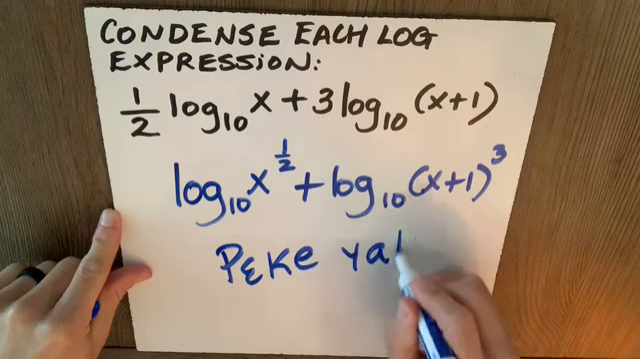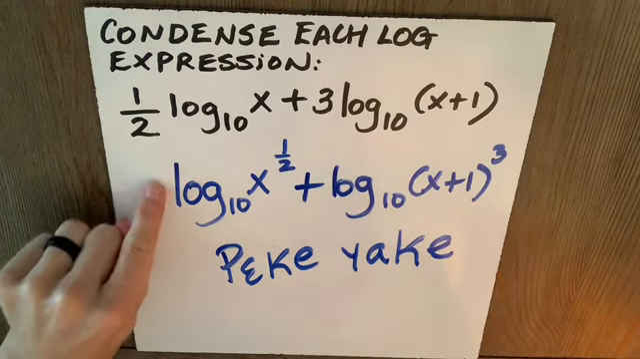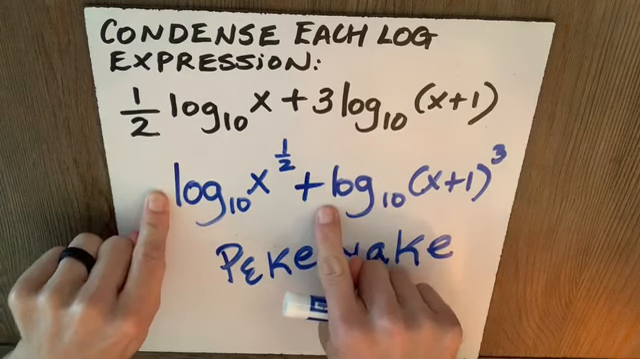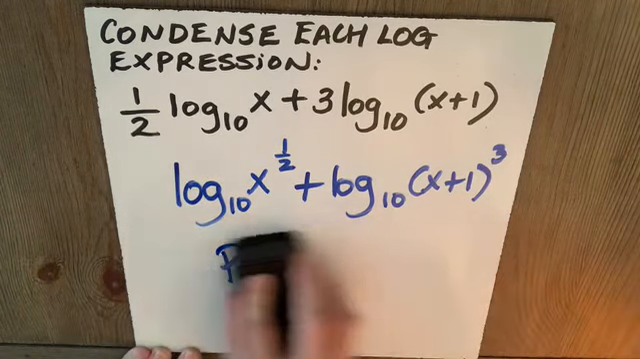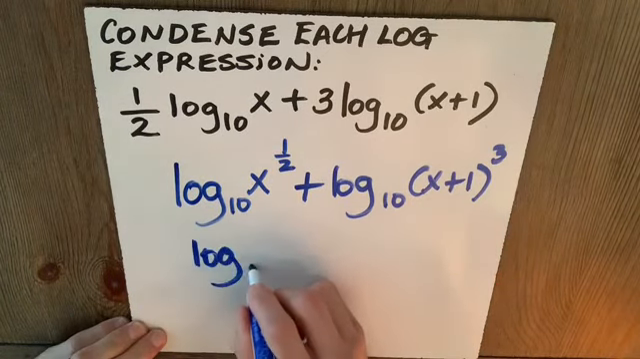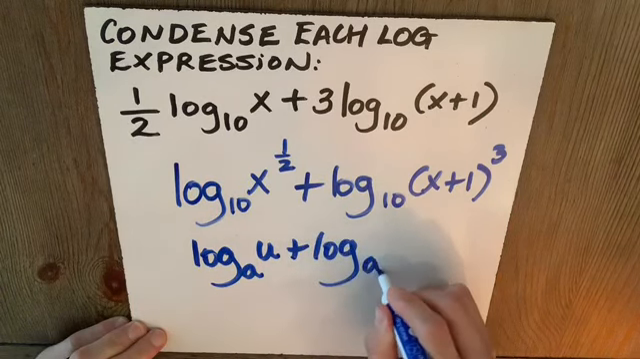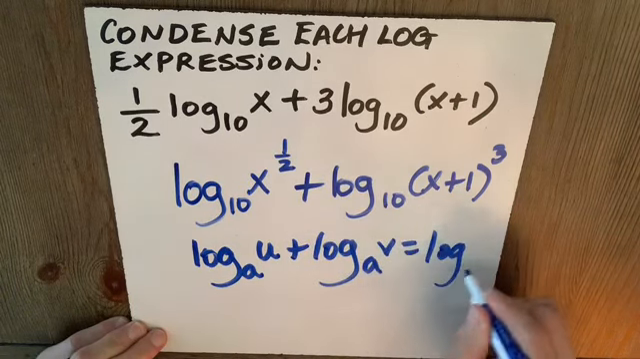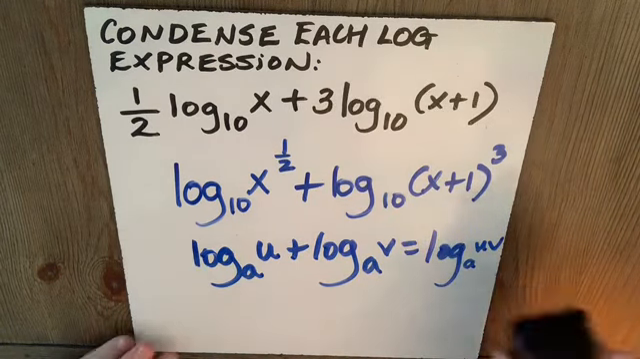Now that we've got them all alone, peke yake, as we say in Swahili, meaning this is one log and this is one log. Now we can use our rule because we have a plus sign here. We're going to use log base a of u plus log base a of v becomes log base a of uv. That is our product rule for condensing.